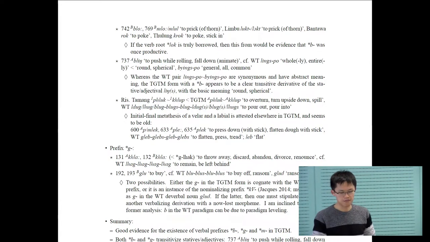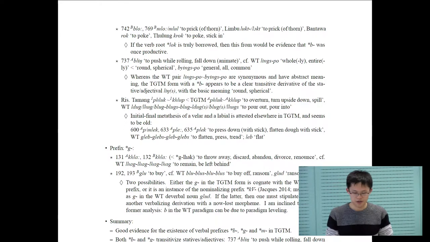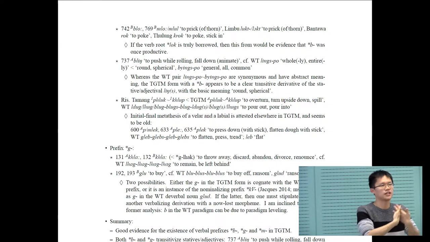Another form, bling, to push while rolling, for an animate object to fall down. This one is interesting because we have written Tibetan cognates that are basically adjectival. And they mean, in a basic sense, something that is round and full in the round sense. The words lingbo and bingspo have both come to mean all, the entire, but in a very round sense.